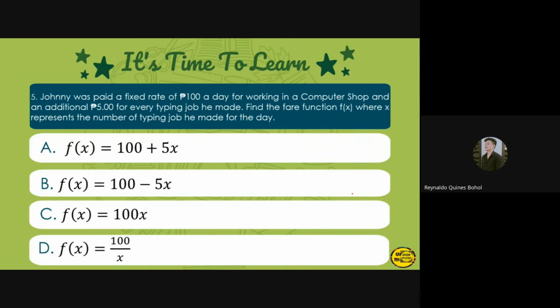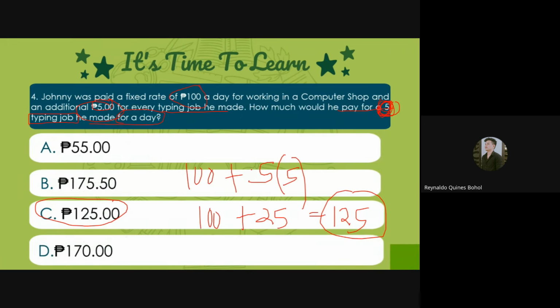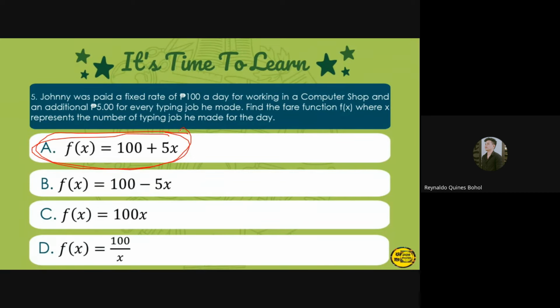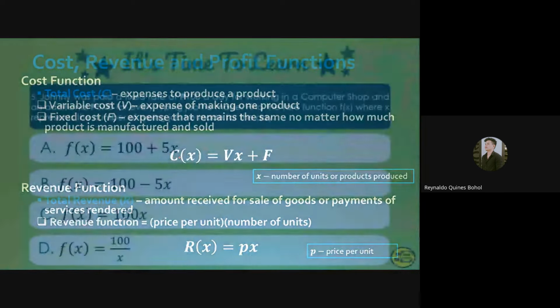What is the answer number 5? Okay, Ladislao got the correct answer. Ladislao, what is your section? Block 12. Next, the answer here is 8. Same problem. You know, ginawa ko na solution dito. Ibig sabihin, 100 plus 5 times x. Ito po yan. Next. So we're done with that.